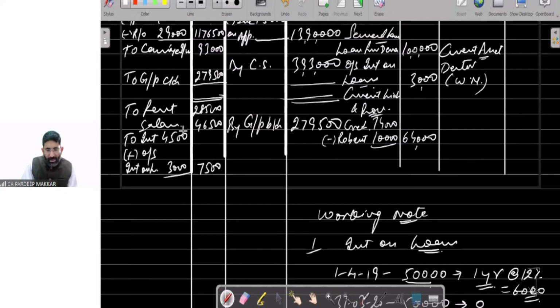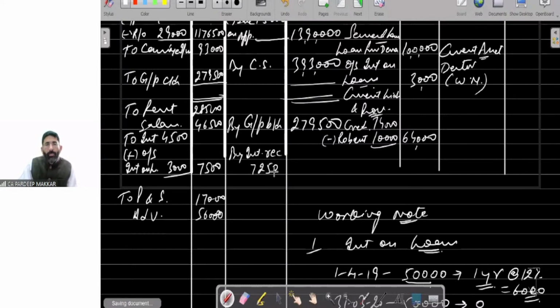Next is printing and stationery, having no adjustment. Advertisement, having no adjustment, as I know. Then 56,000. Interest received: this is 7,250. It may also have an adjustment.